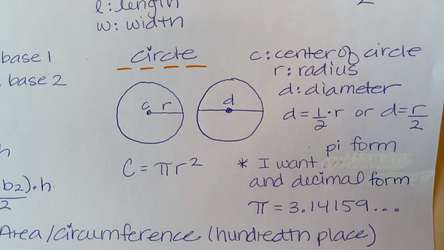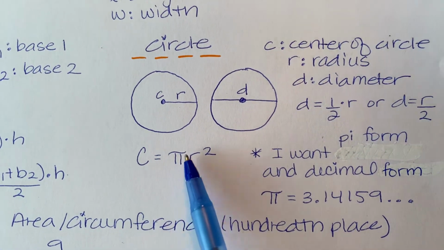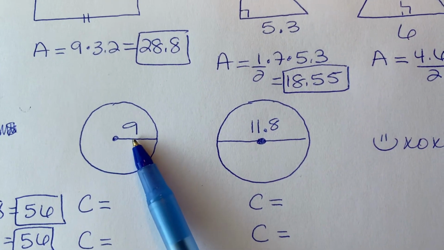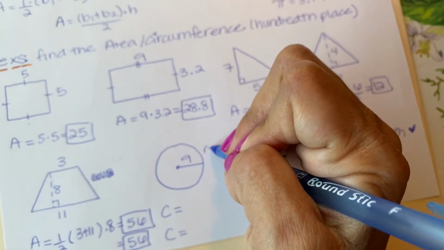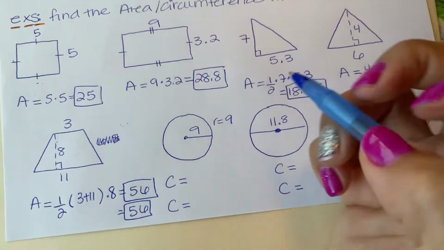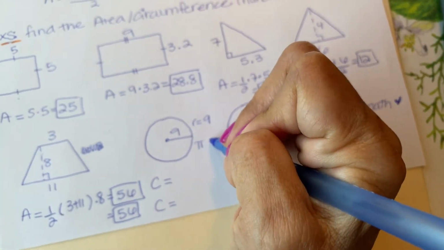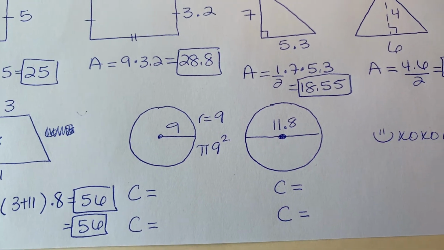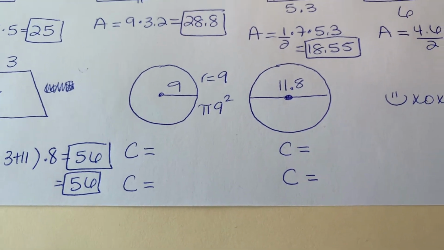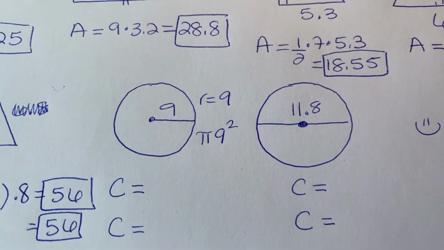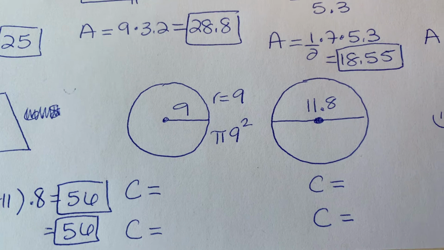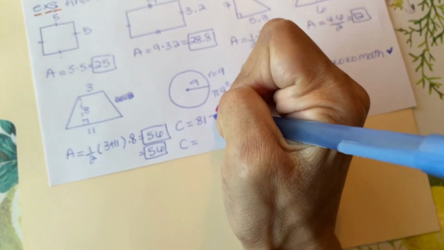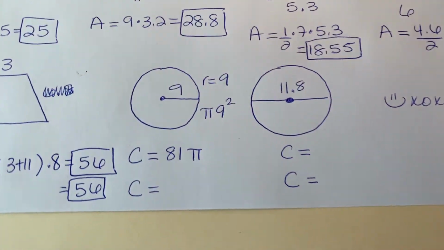Okay, so area is pi r squared. So my radius is 9, right? Here's my radius. My radius is 9. R is equal to 9. So the formula is pi times 9 squared. Okay, so for the pi form, meaning don't multiply the pi. So multiply all the other values. So what's 9 squared? 81. So my pi answer is 81 pi.